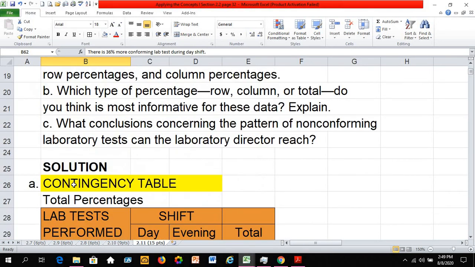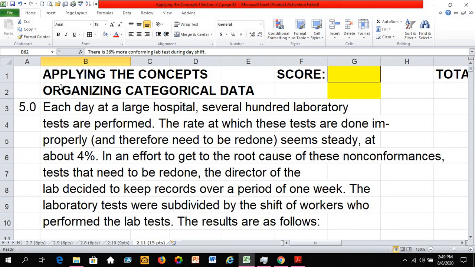Okay, so we are done with the 5 items of applying the concepts of organizing categorical data. Again, this is a topic under business statistics, wherein we are using statistics to make better decisions in business.